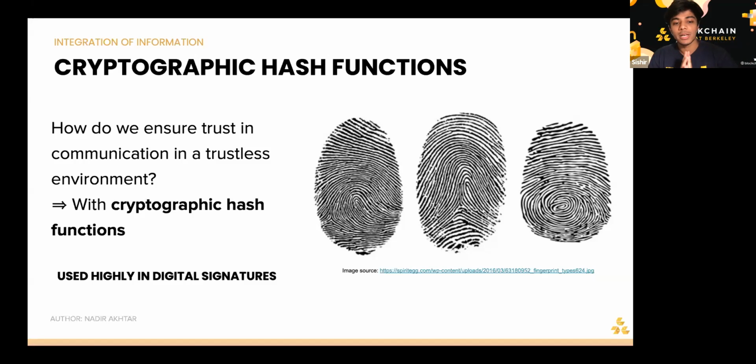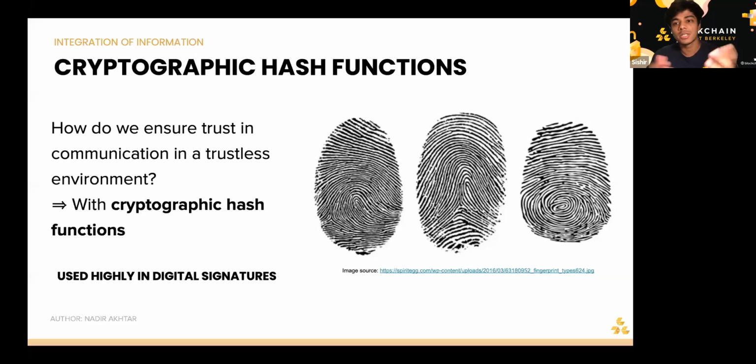And one thing that I would like to mention, which we'll talk about in detail later on in the slides, is that it is very, very highly used in digital signatures. And what digital signatures are at a high level is basically just producing different kinds of cryptographic keys.